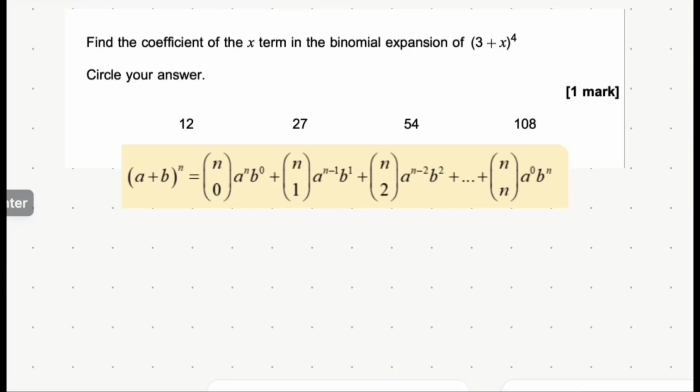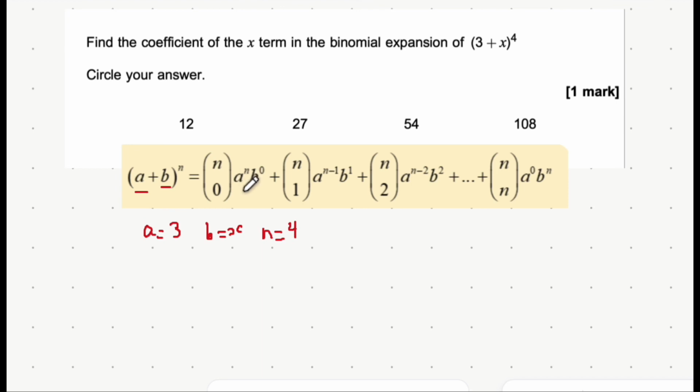In this question, we're going to go through binomial expansion and finding a specific term using the binomial expansion. So this is the equation that's given in most equation sheets, and we can use it directly. So here a is 3, b is the other term, which is x in this case, and n is the power that's being used, which is 4 in this case.